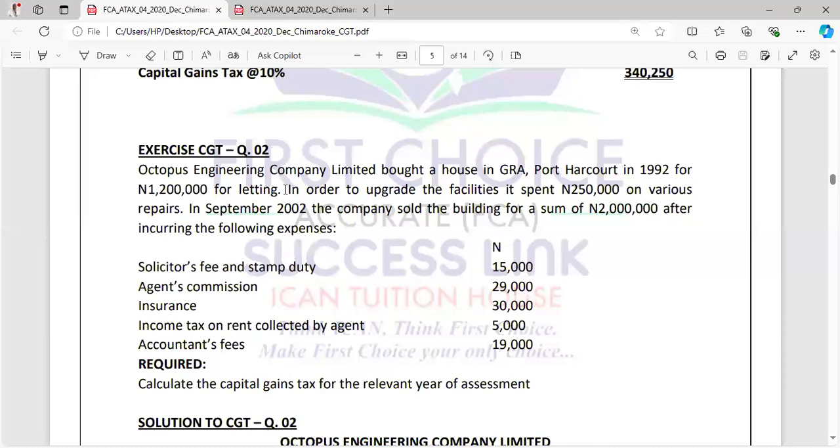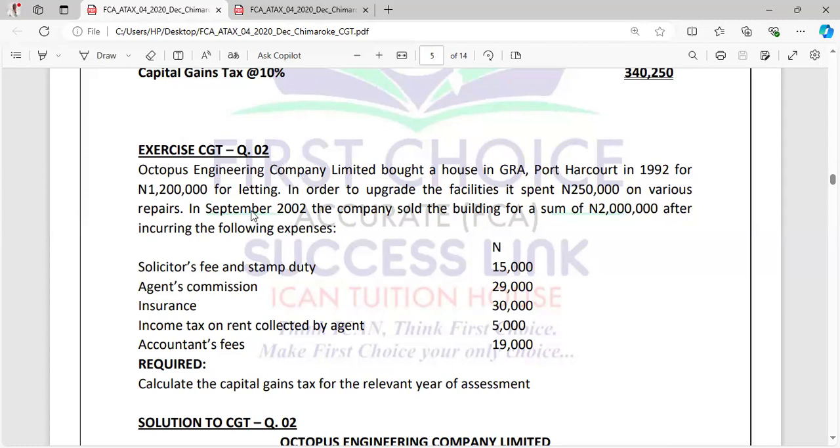Now, in order to upgrade the facilities, to improve it, anything after this is an improvement cost. It spent 250,000 on various repairs. That is cost of renovation of the assets or improving the assets. In September 2002, the company sold the building. Now, because it was sold in 2002, the year of assessment for this capital gains tax is 2002.